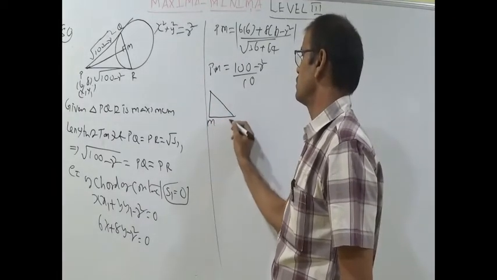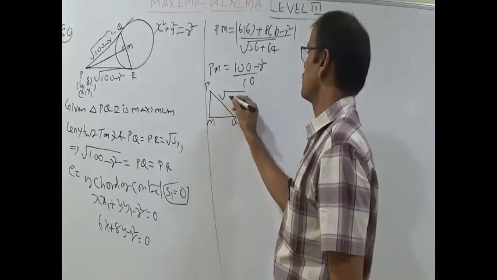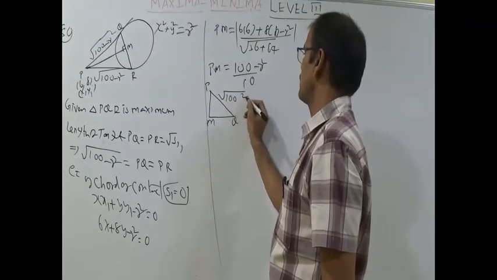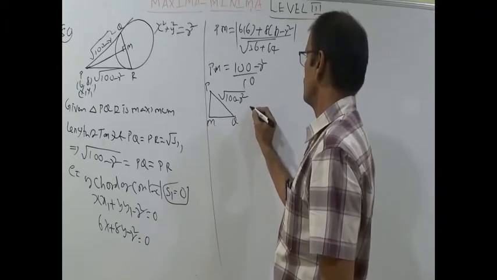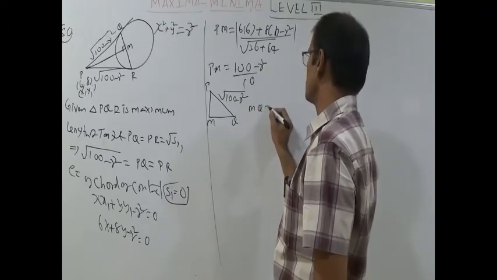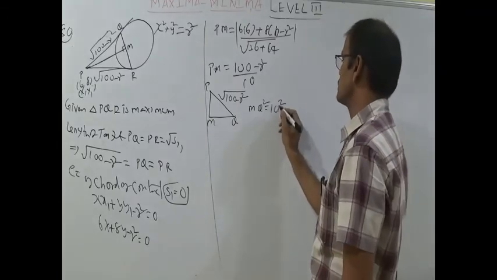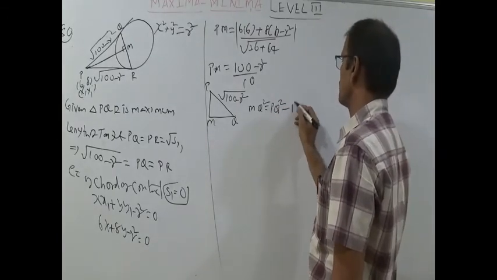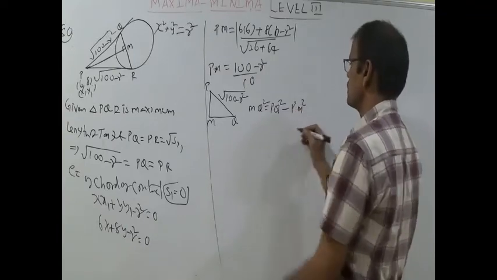Now here I am writing the triangle. This is M, this is Q, this is P. We got here PQ as root of 100 minus r square. To find MQ, I am writing using this triangle. MQ square is equal to PQ square minus PM square.